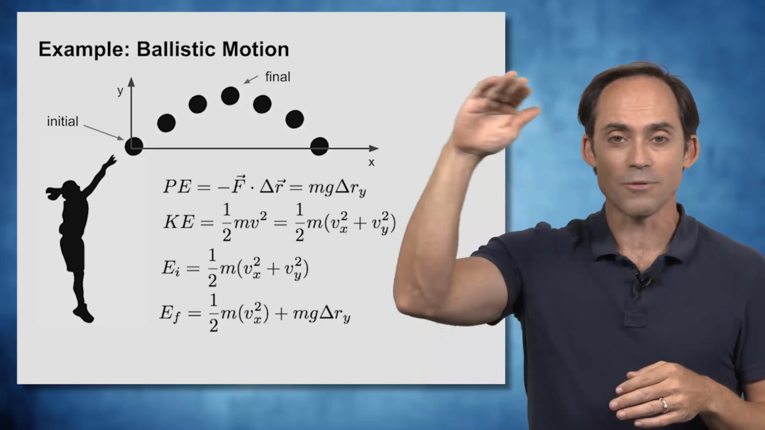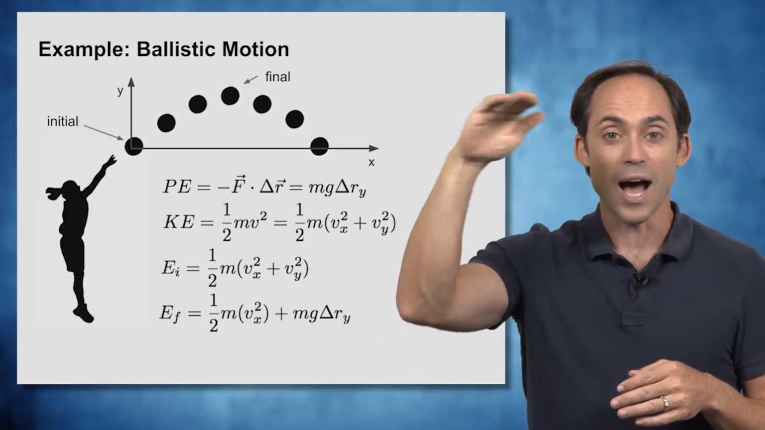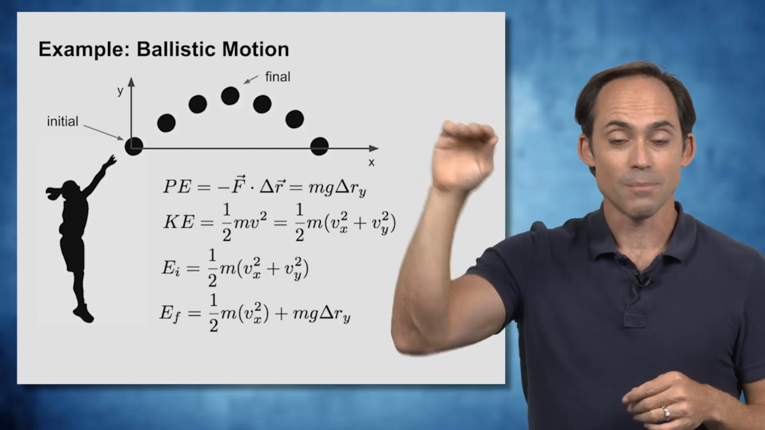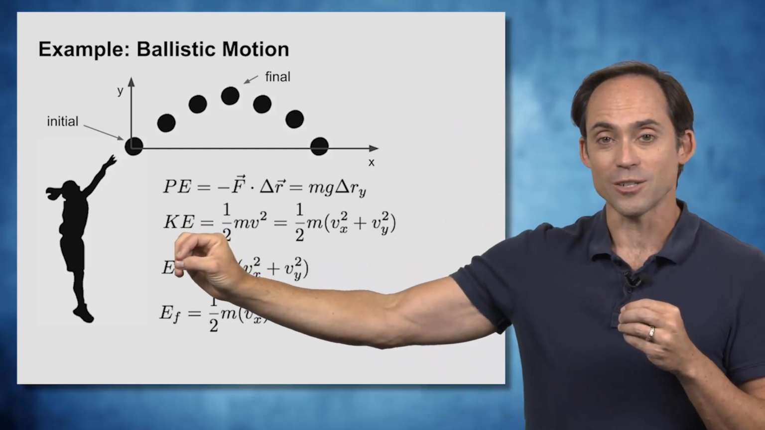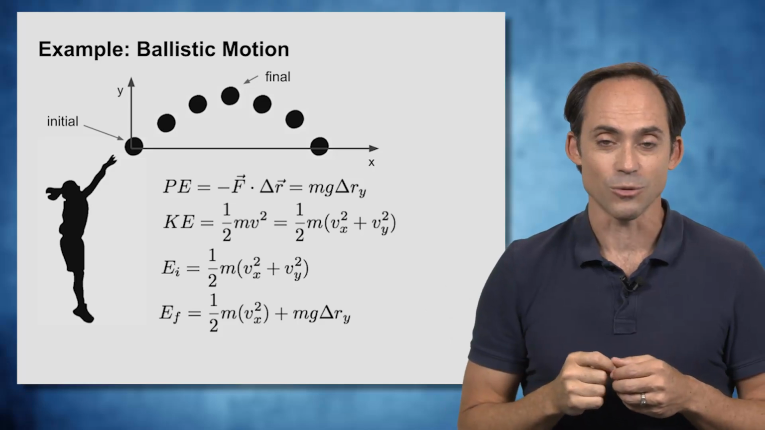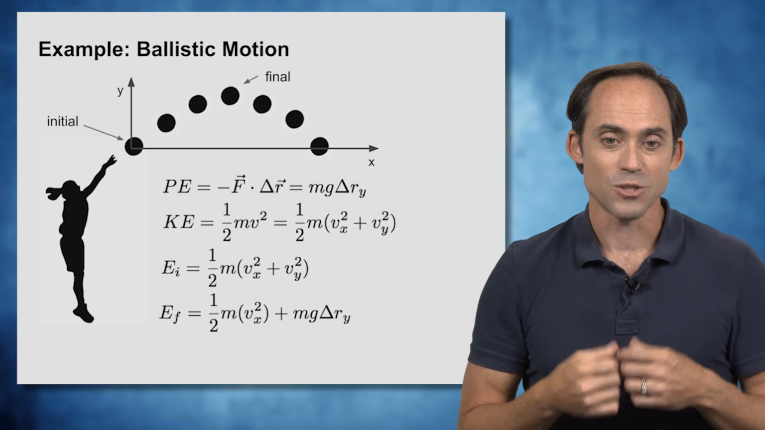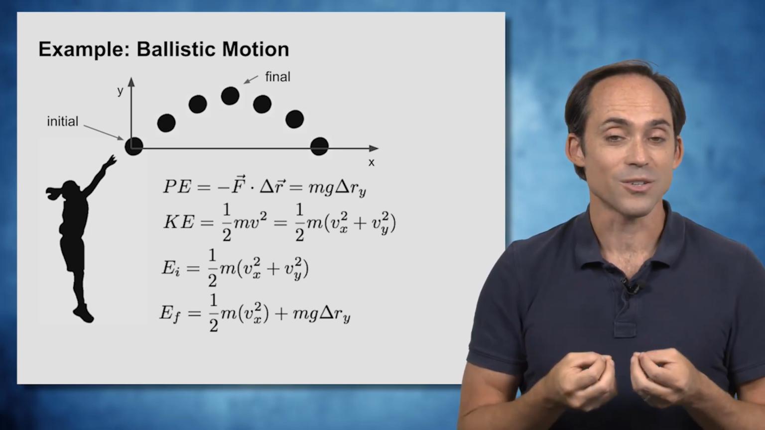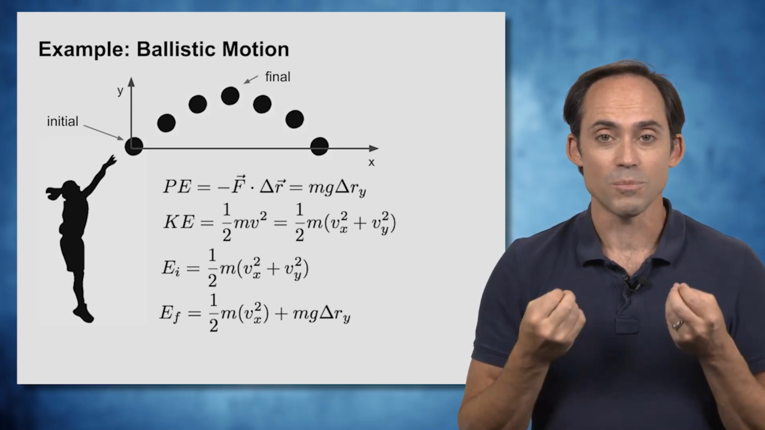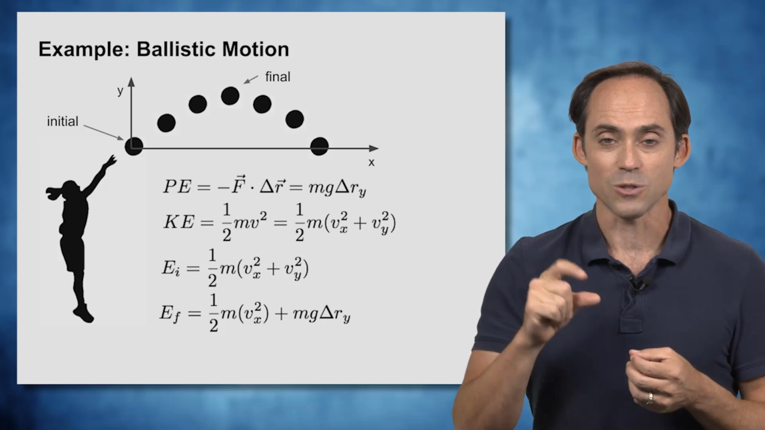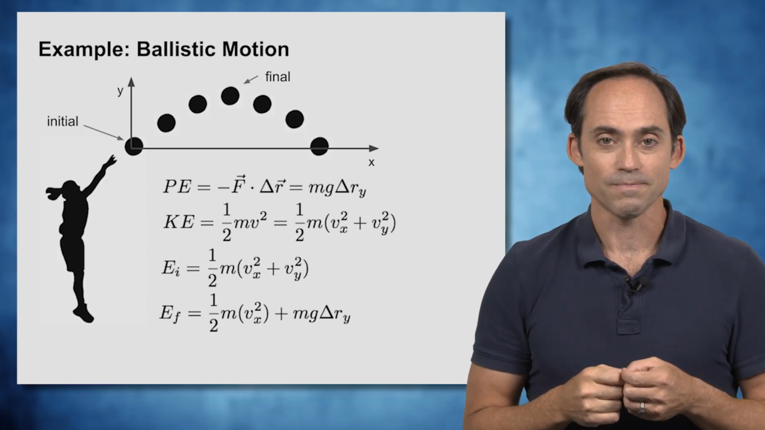Remember, at the top of our ballistic motion, the y component of velocity has gone to 0. But the x component of velocity never changes because we don't have any forces acting along that direction. So the total mechanical energy at that maximum height is just 1/2 m vx squared plus our potential term, mg times the displacement in the y direction.